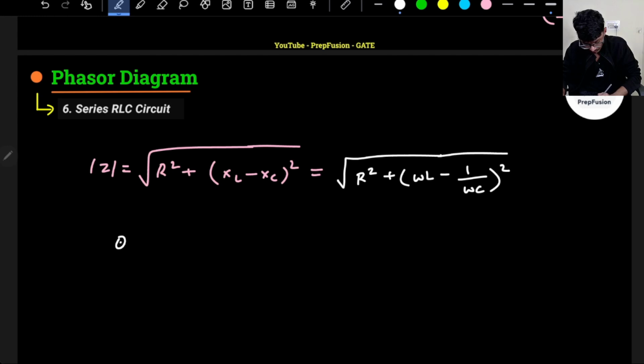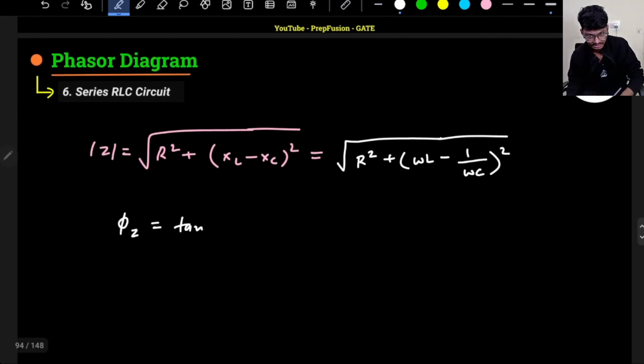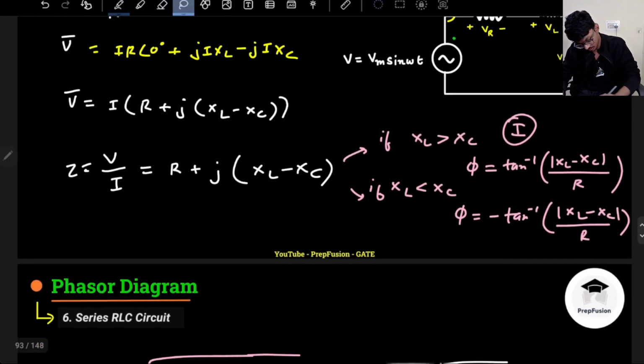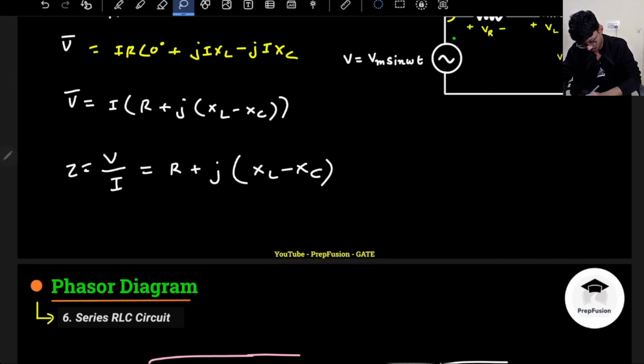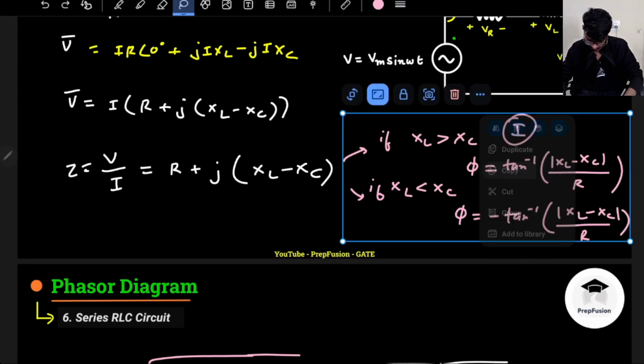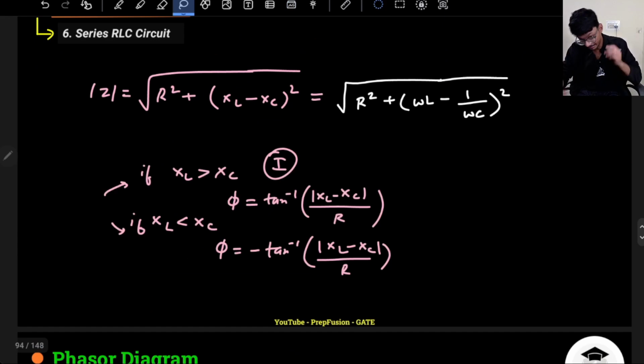So my phi z will be what? Again the same thing, right? Either I can write XL minus XC, or you can rewrite the XL minus XC as this. Okay, there will be two cases here. Phi z can have two values, so this can be rewritten. I will just copy and paste this thing. Phi z here can be two things.